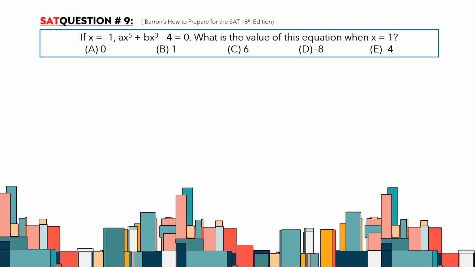So when x equals -1, we have a x to the power of 5 plus b x to the power of 3 minus 4 equals 0. This is x equal -1. We have that.